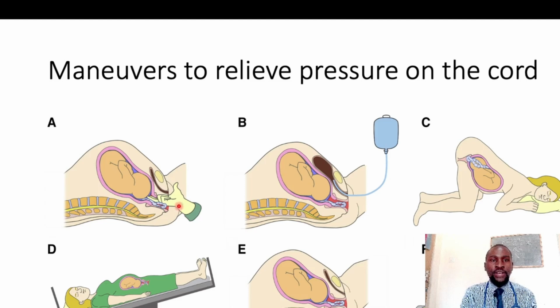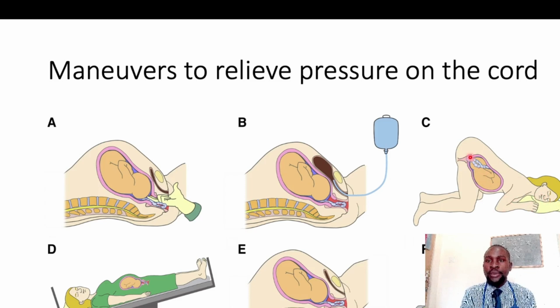So what are these maneuvers? I'm sure you can see. This is a picture showing you a hand. This is gently elevating the presenting part so that it doesn't press on the cord. This is a catheter that has been inserted, and then you have normal saline running. You balloon this, and as you balloon this, it's going to prevent further descent of this presenting part and gently elevate it. Then you can have, this is what I was talking about, a knee chest position. Put the woman in a knee chest position. They will be like this. You can even give them a pillow for comfort.